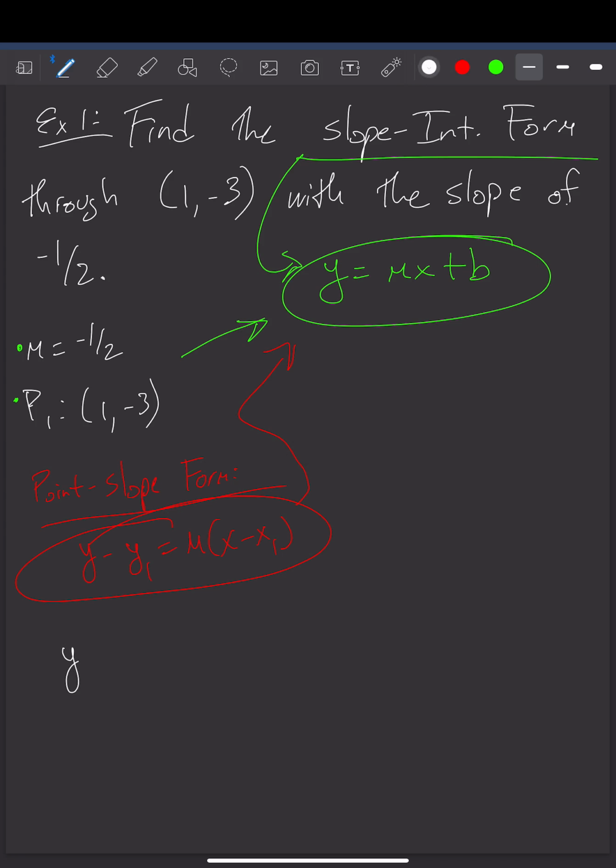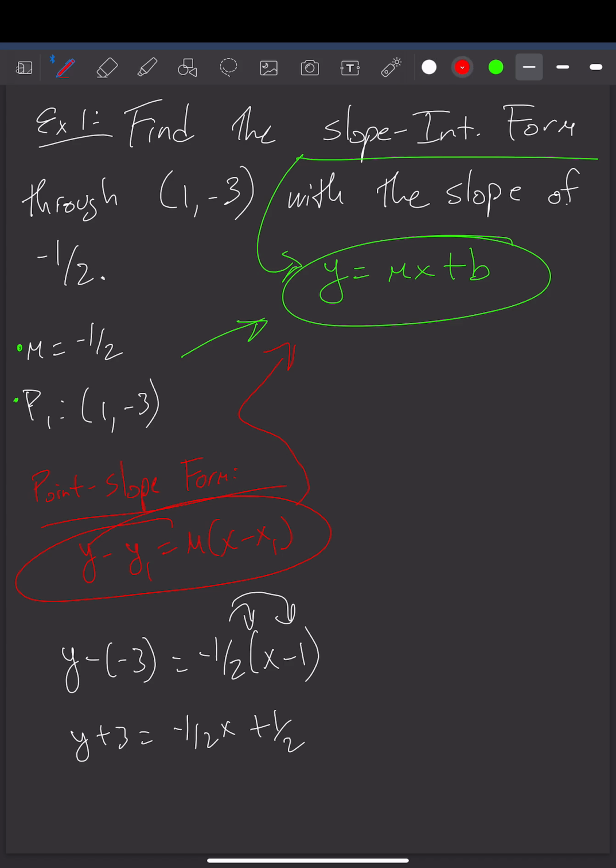So y stays the same, minus y1. What is y1 in this case? It is -3, equals m, which is -1/2, times (x minus 1). Okay, so we figure out the right-hand side first. It doesn't really matter, you could do the right or left. We know that the left-hand side is y plus 3 because we have two negatives next to each other, which create a positive. And then we have -1/2 x plus 1/2.